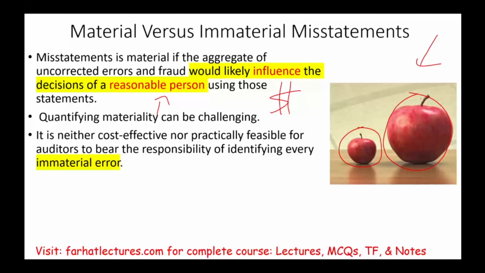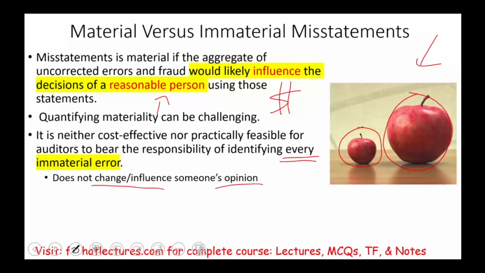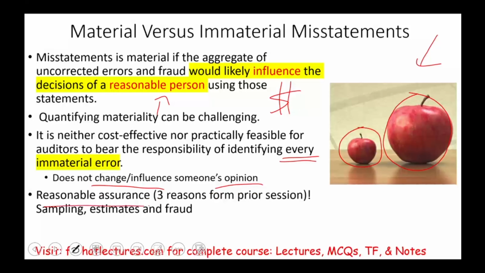Bear in mind, it's neither cost effective nor practically feasible for auditors to bear the responsibility for identifying every immaterial error. They can if they want to, but it's going to cost a lot of money, and it's not really practical, and it's not really worth it. Therefore, we are not responsible for every immaterial error. As long as the error does not change or influence someone's opinion, it's considered immaterial. Now, if we find it, of course, we're going to have to look at it, but we're not looking for every immaterial error.